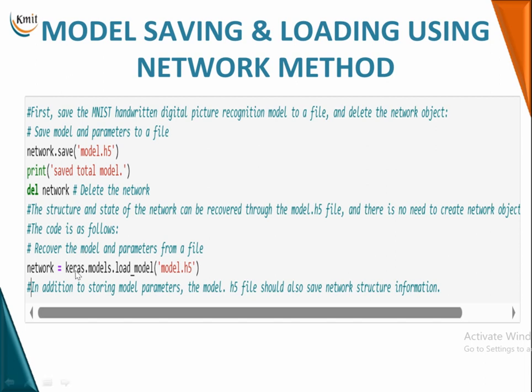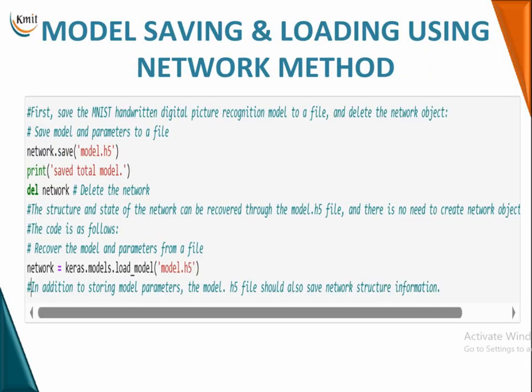So what I am going to do here is recover the model and the parameters from a file with the load underscore model method, and I simply give model.h5, whatever I have saved the network as. In addition to storing the model parameters, this particular file also saves the network structure information. So simply passing this, you can again load this particular model. That's the second method.